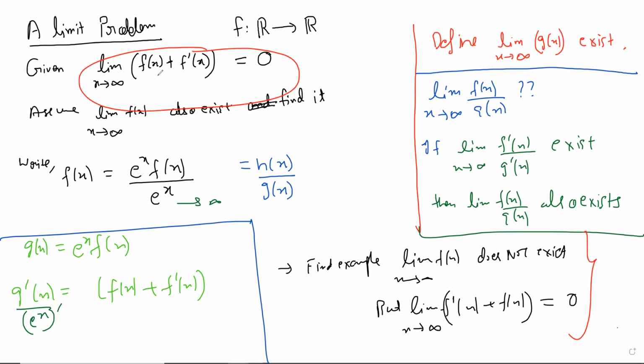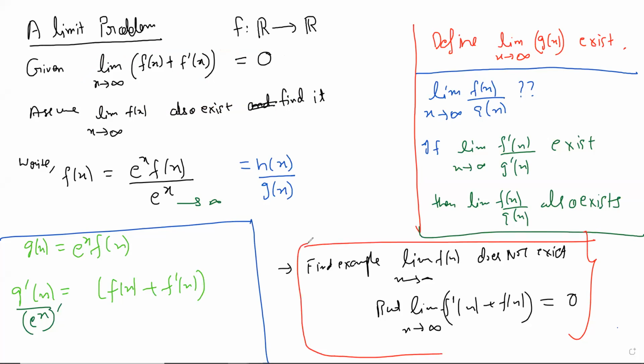So some kind of oscillating function. As a hint, you can take some kind of badly oscillating function. But the oscillations of f(x) cancel the oscillations of f'(x). So together when you add them, they become a good function and the limit exists, but the limit of f(x) doesn't exist. So there will be oscillations, but the oscillations of f will cancel that of f'(x). Okay, first of all, is this problem clear then? What we have to do?